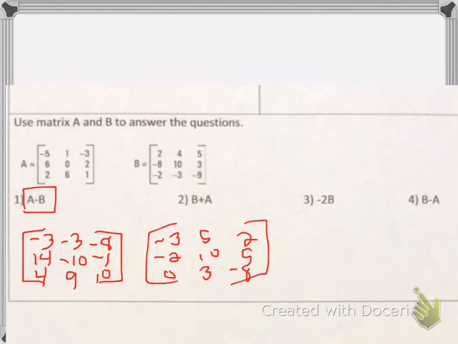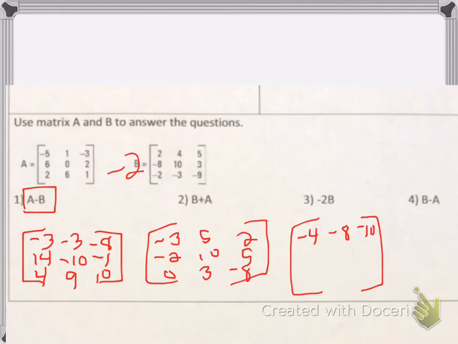The next problem here, number 3, says to do negative 2 times B. So I'm really going to take that whole matrix and multiply it by negative 2. I'm still going to get a 3 by 3 matrix, but everything's going to be multiplied by negative 2. So negative 2 times positive 2 on the top row is going to be a negative 4. Negative 2 times 4 is a negative 8. And negative 2 times 5 is a negative 10.